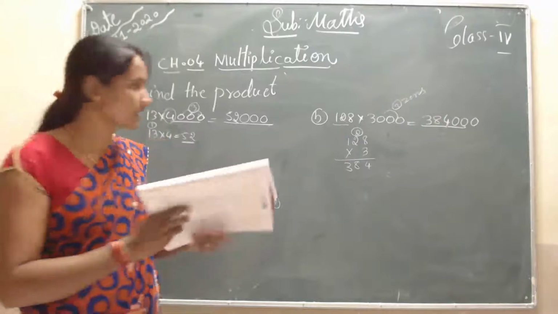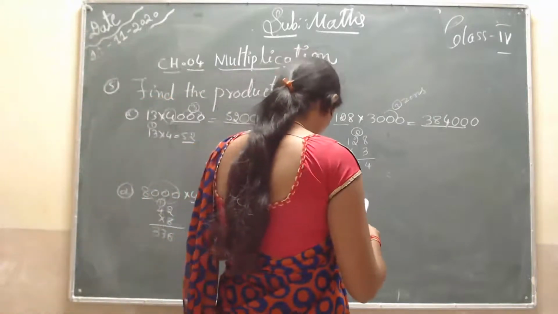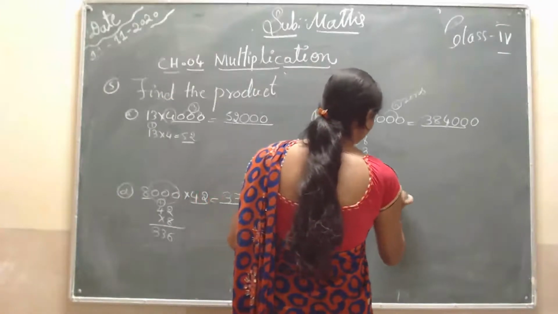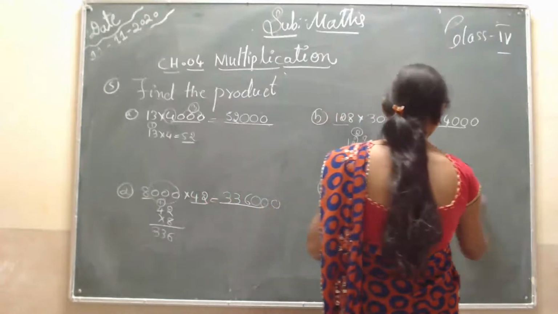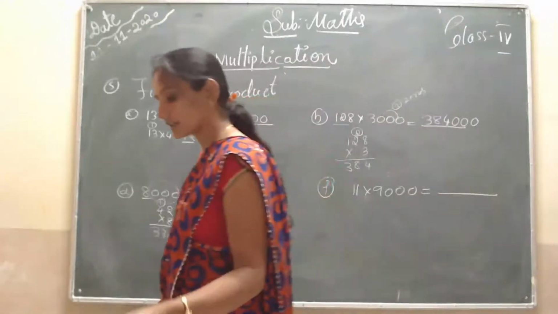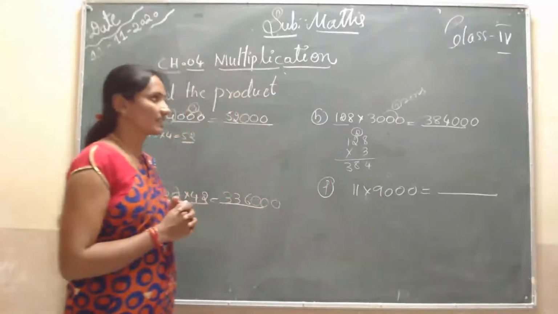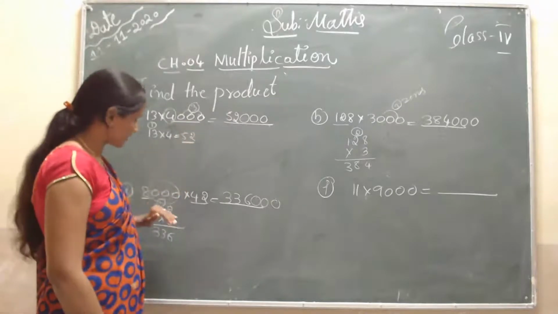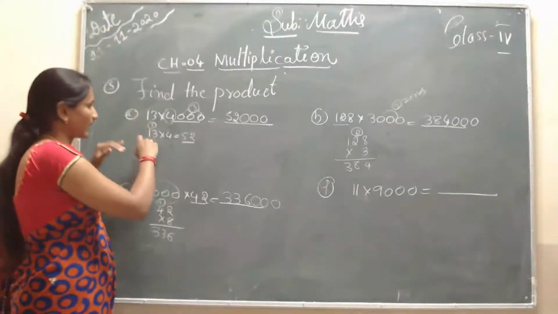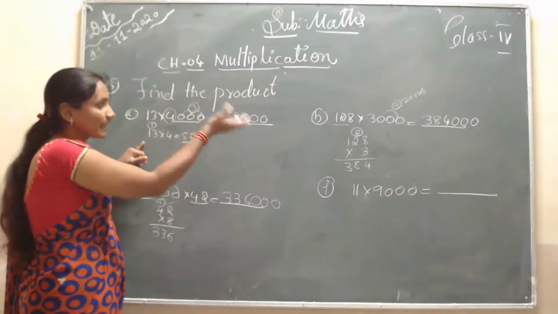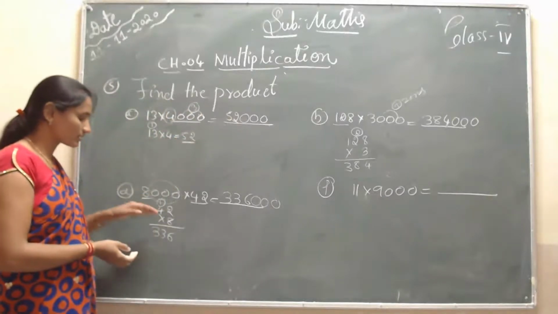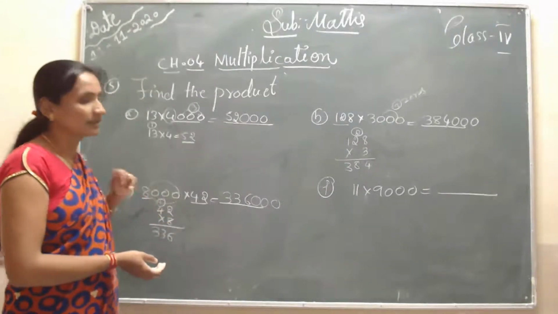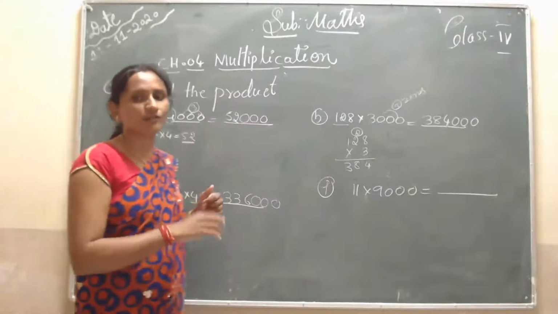D and E, I will give as homework, students. For F, students can observe, F is 11 into 9,000. Students, but don't be confused. On one side, the right side, 4,000 is given. In the first question, the zeros are given in the second part. In D, the 8,000 into 42 is given first. So when it is given first, you write in the same method. Whether you write on the right or left, you use the same method.